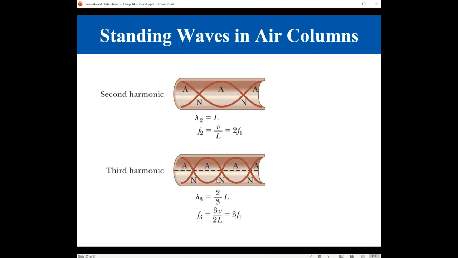The third harmonic, we have three nodes, as you can see. Lambda is 2/3 L, and F, the frequency for the third harmonic, is 3 times the fundamental frequency.